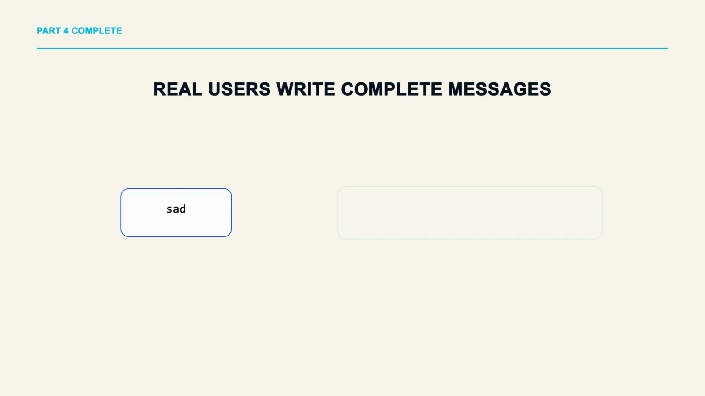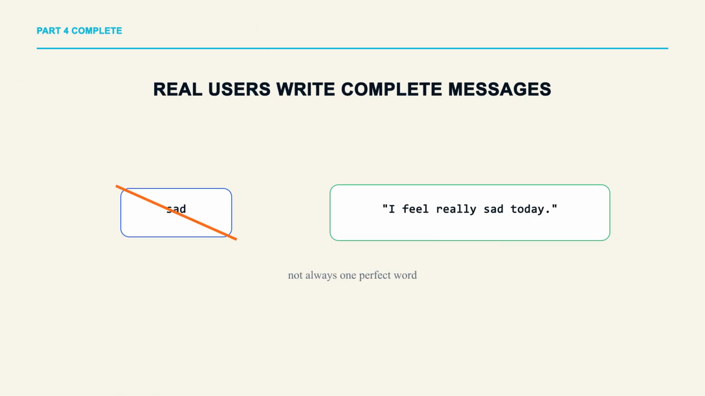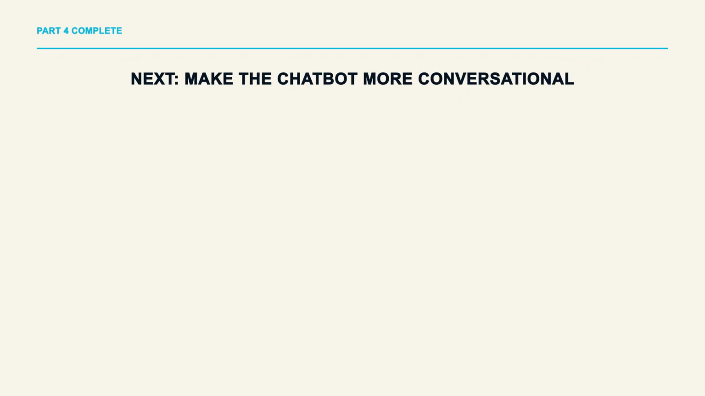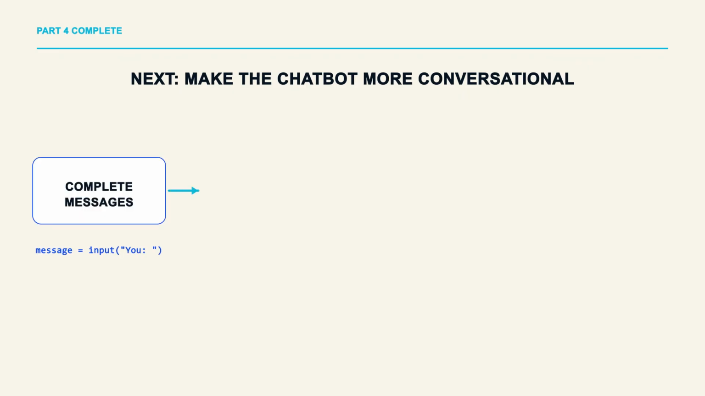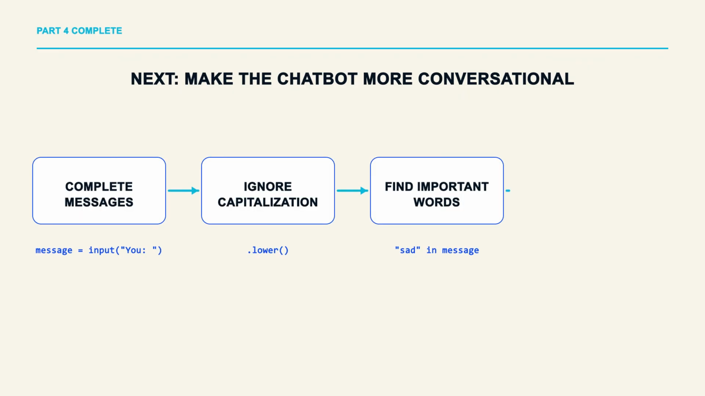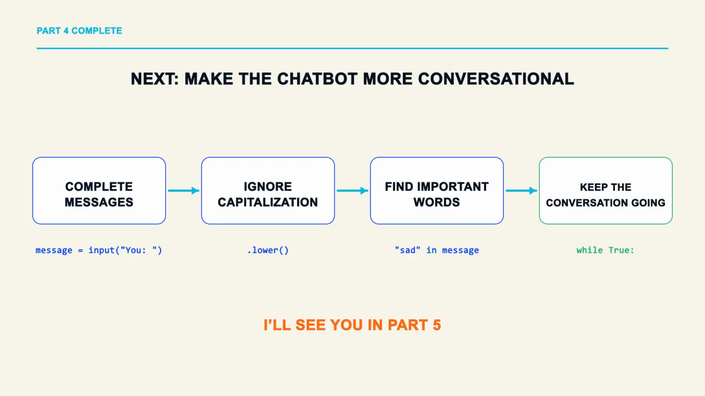But real users do not always enter one perfect word. In the next and final part, we will make the chatbot handle complete messages, ignore capitalization, search for important words, and continue the conversation using loops. I'll see you in part 5.